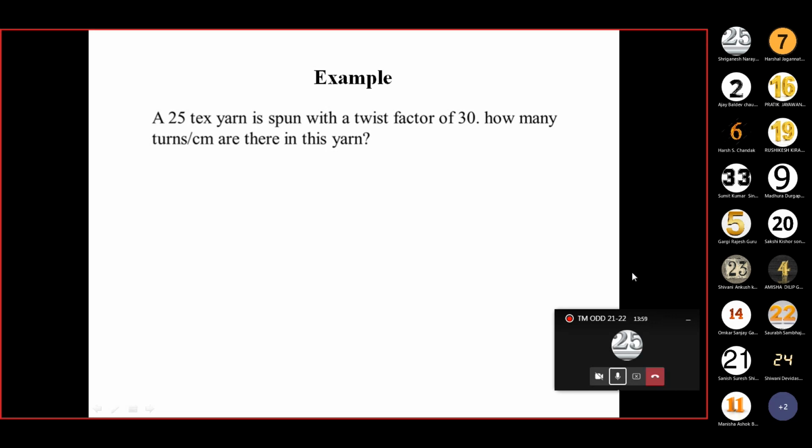Write down this numerical. Everyone write down this numerical.